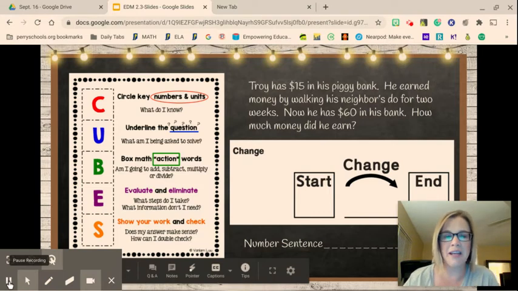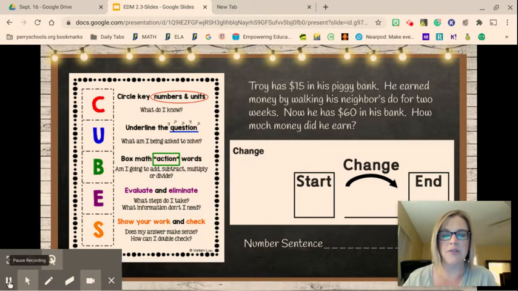So let's go ahead and go through reviewing CUBES so that we remember the steps that we use to solve it. We are going to circle the numbers and the units. We're going to underline the question, box in those math action words, evaluate and eliminate the information, and then show your work and solve the problem.